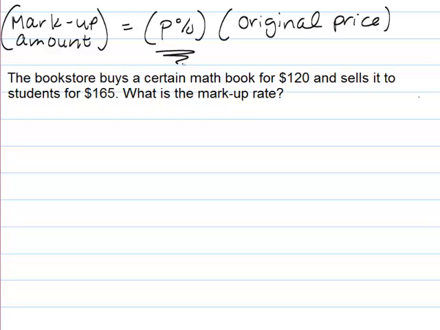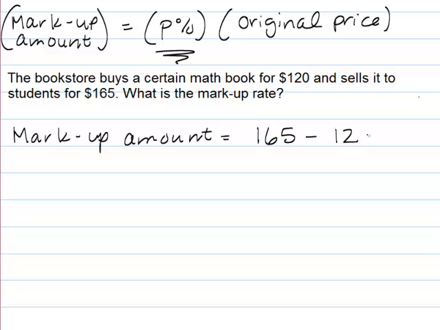In this case, we're going to look for this percent rate here. So the first thing we need to find is our markup amount. Now the markup amount is the difference between what the store paid for it and what the store sold it for. So $165 is what they sold it for. What they paid for it was $120. This is $45, the markup amount. So we know that our markup amount is $45.